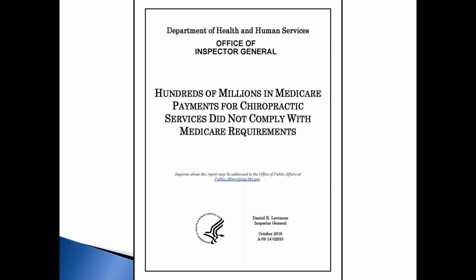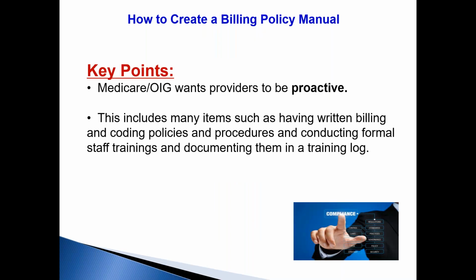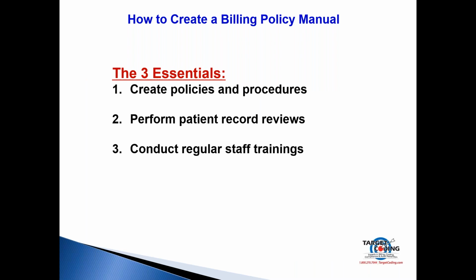So insurance companies and Medicare and other federally funded programs and auto accident carriers, they may think you're not billing and coding properly. So they want providers to be proactive. That means putting things in writing, having formal staff trainings. It's not a big deal. It's not difficult. On the surface, you might be thinking, oh boy, another thing we have to do. It's not that difficult and it doesn't take that long. So back to these three essentials: policies, procedures, performing record reviews, regular staff trainings.